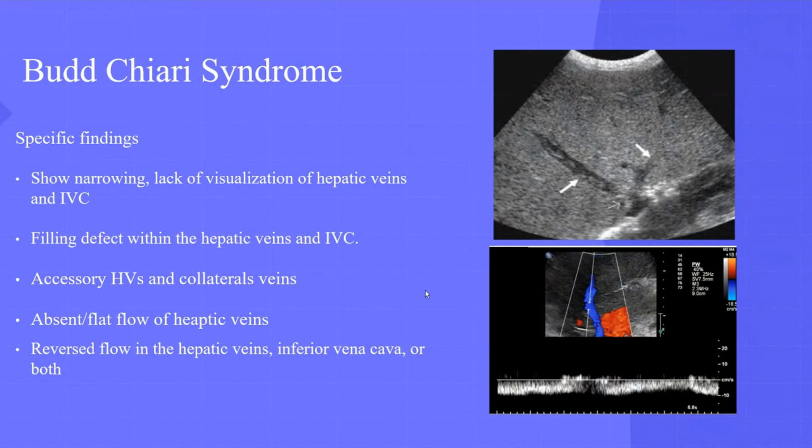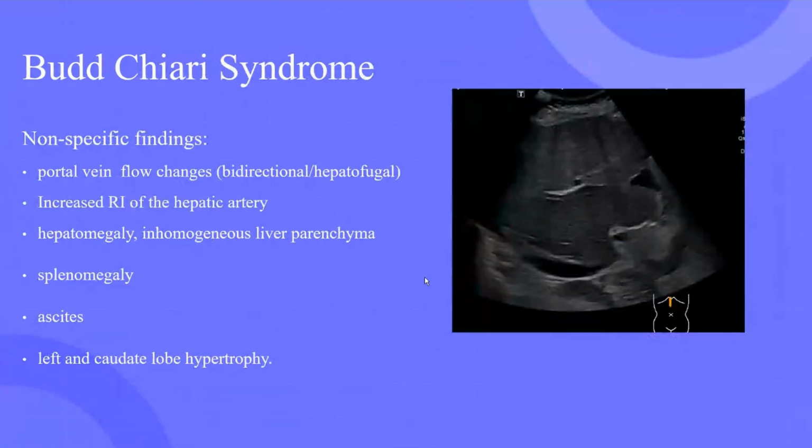This is a hepatic vein spectral waveform with very monophasic flow. They lost the triphasic flow pattern. The non-specific ultrasound findings can be portal vein flow changing to bidirectional or hepatofugal flow, increased RI of the hepatic artery, enlarged liver, inhomogeneous liver parenchyma, enlarged spleen, ascites, and left and caudate lobe hypertrophy. This image shows an enlarged caudate lobe.